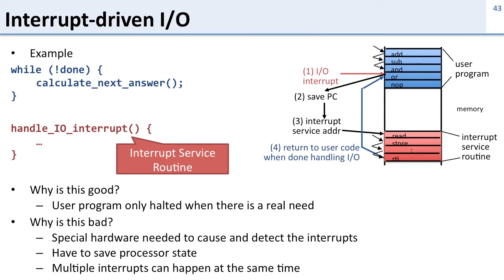We have to save the processor state. We're interrupting the program, so we have to save registers and we have to remember where to return to. And we can have multiple interrupts at the same time. So when we're processing this interrupt, we could have another interrupt that happens. And how do we handle that? When we were polling, we were only checking for one thing at a time, so we didn't have to worry about multiple things happening at the same time.